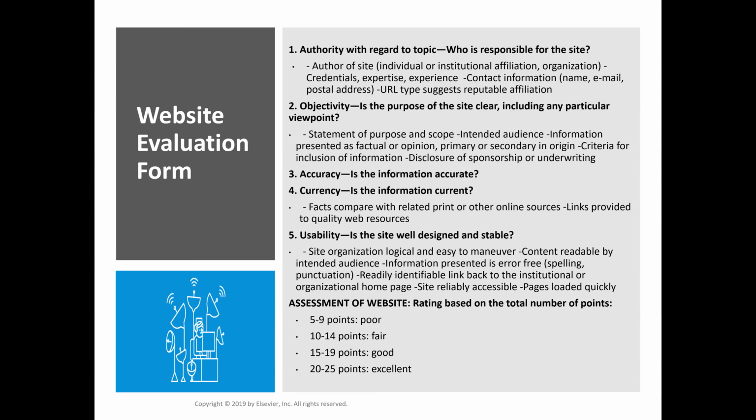Anything that is 5 to 9 is poor. Stay away from there. Anything 10 to 14 is fair. You can basically use it, but maybe not in a scientific argument. 15 to 19 and 20 to 25 are good and excellent. You can use that. It will help you as you navigate for the information.